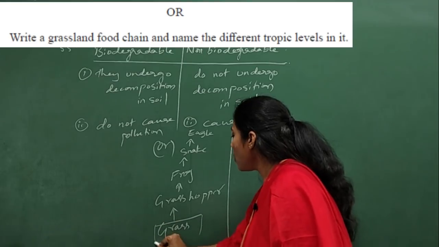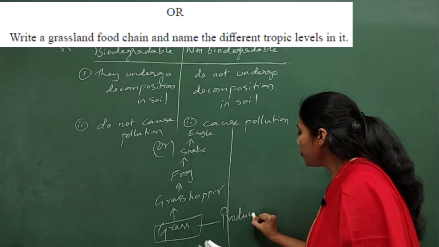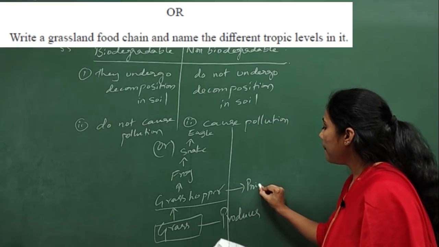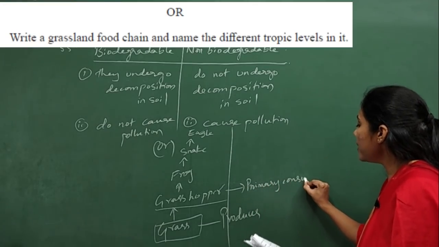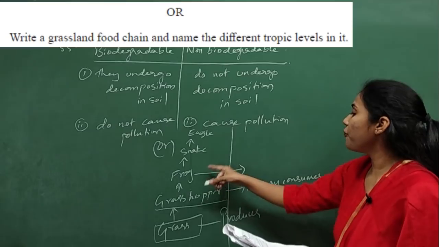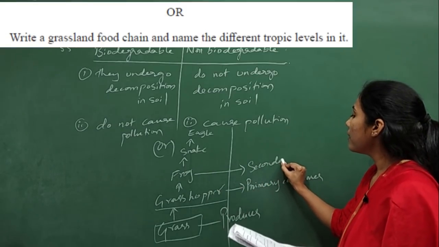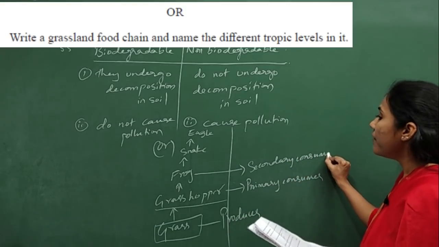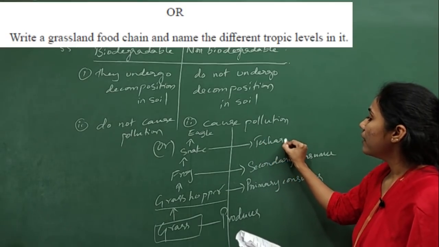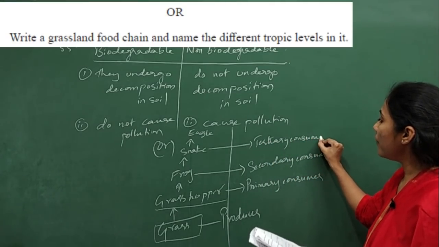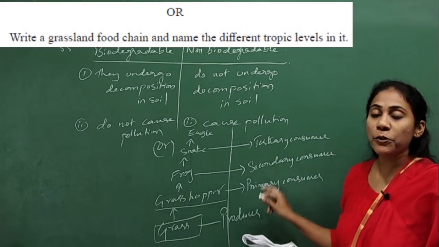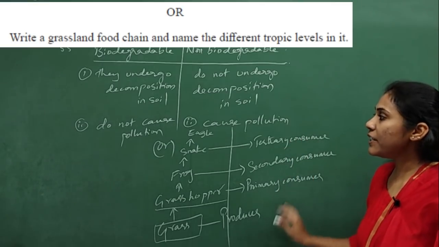So here grass is called a producer, right? This is a producer, whereas grasshopper is a primary consumer. So primary consumers always eat producers. Whereas grasshopper is eaten up by the frog. So frog is called a secondary consumer. Whereas snake eats frog. So snake is called a tertiary consumer. So as it is, you have to write, guys. Mention the food chain and then mention which is producer, which is primary consumer, secondary and tertiary consumer. Okay, so this carries 2 marks.